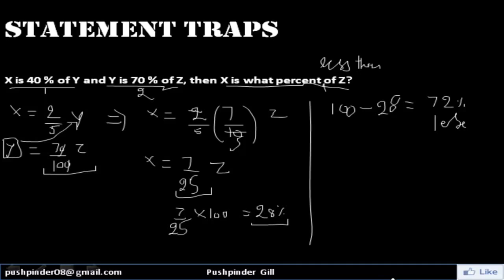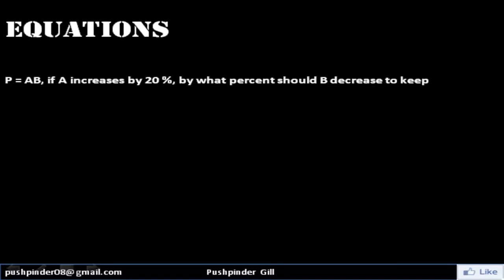However, if anyone would have asked me x is what percent less than z, if x is 28% of z, that means that x would be 72% less than z, right? So I hope you all understood this question over here. So let's just move to the equations, right? Now I have completed the concept. I'm just trying to show the different type of questions, the general type of questions which come usually in exams.